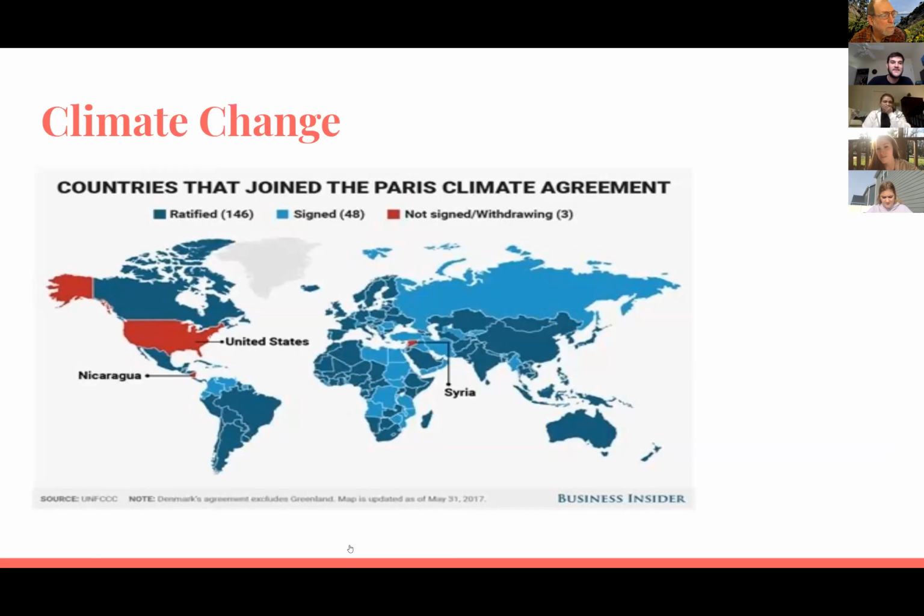So this is a map of all of the countries that have signed or ratified or not signed the Paris Climate Agreement. And as you can see, there are only 3 countries that have not signed or are withdrawing, which includes the United States, Nicaragua, and Syria. And personally, I think that joining the Paris Climate Agreement and just setting boundaries for trying to stop the Earth from moving into a hotter world. And with that, I am done.